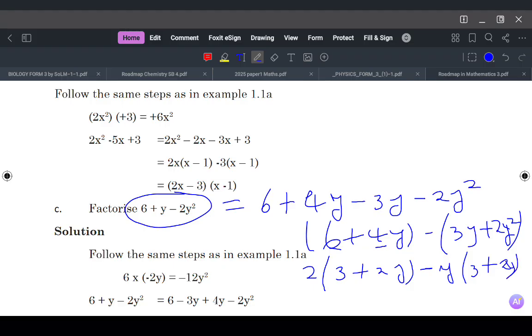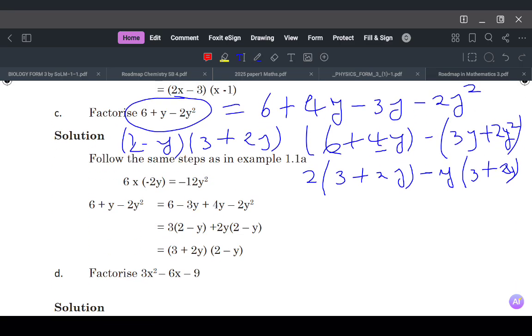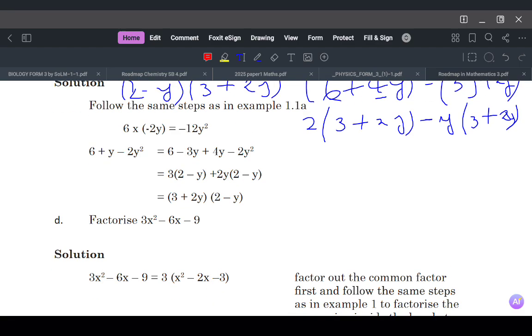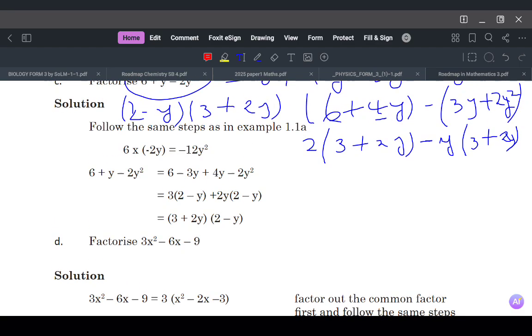So the two brackets, therefore, once factorized, we shall have 2 minus y, and the other one will be 3 plus 2y. So that's what we shall have as the factorized expression.